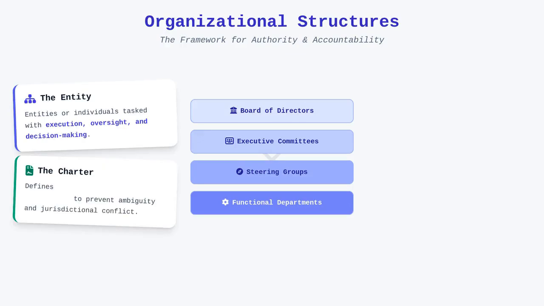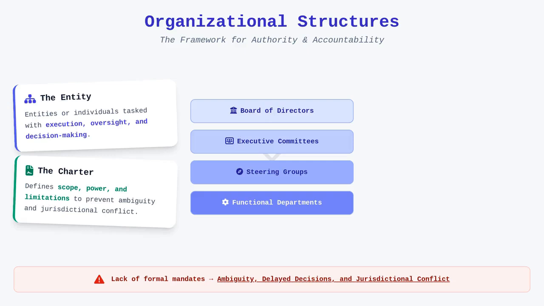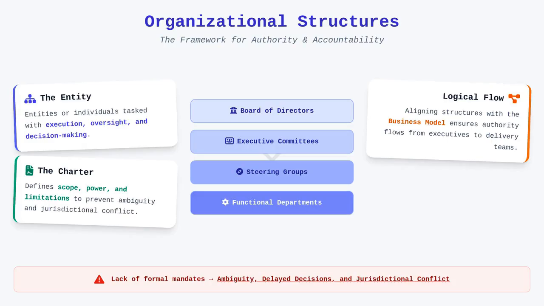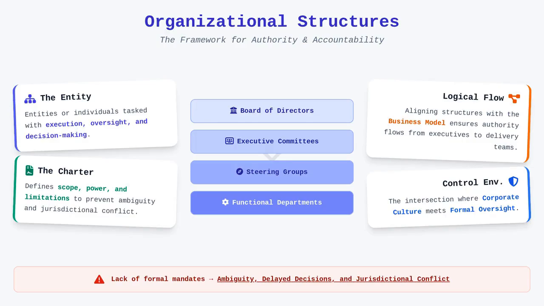Each structure must have a clear charter that defines its scope, its decision-making power, and its limitations relative to other departments. If a committee lacks a formal mandate, it often struggles with ambiguity, leading to delayed decisions or conflict over jurisdiction. Governance requires that we align these structures with the business model so that authority flows logically from the executive level down to the service delivery teams. When you design these structures, you are essentially establishing the control environment where corporate culture meets formal oversight.